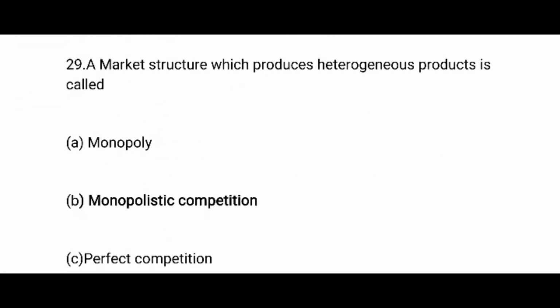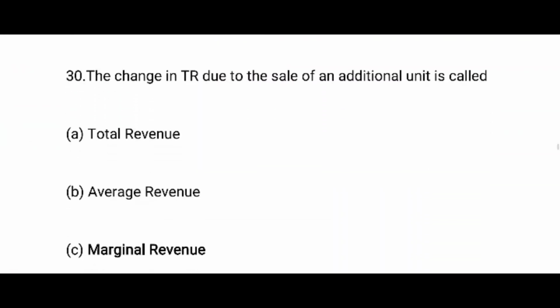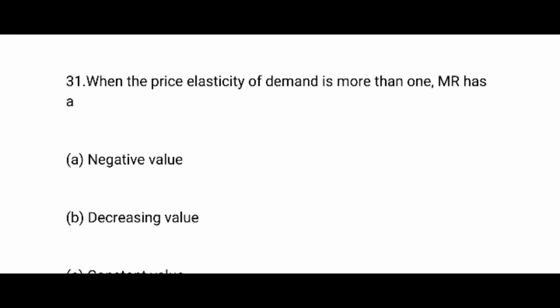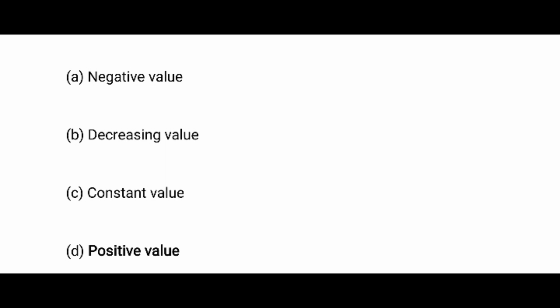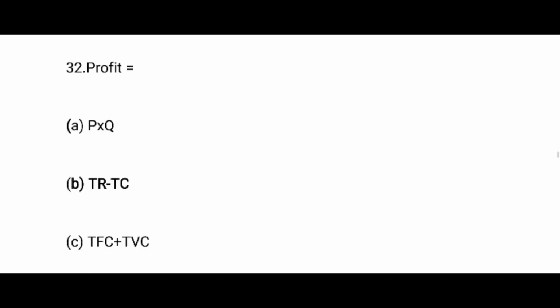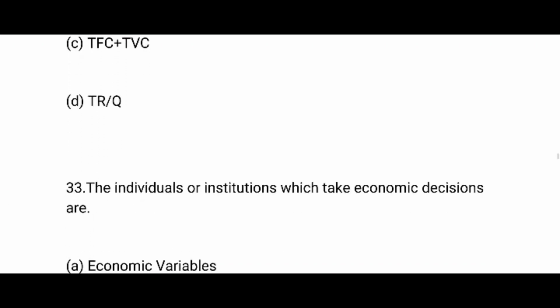A market structure which produces heterogeneous products is monopolistic competition. The change in total revenue due to the sale of an additional unit, whenever the word additional comes, that is the marginal revenue. When the price elasticity of demand is more than 1, it is positive. Less than 1, it is negative. Equal to 1, it is constant. Profit is equal to total revenue minus total cost.